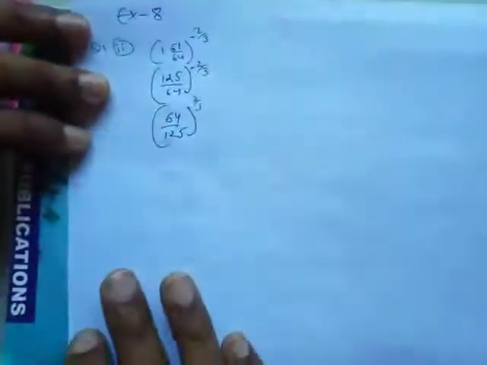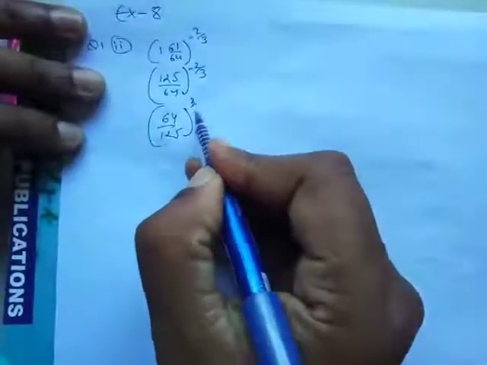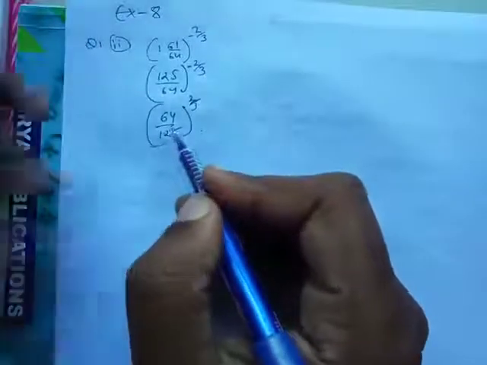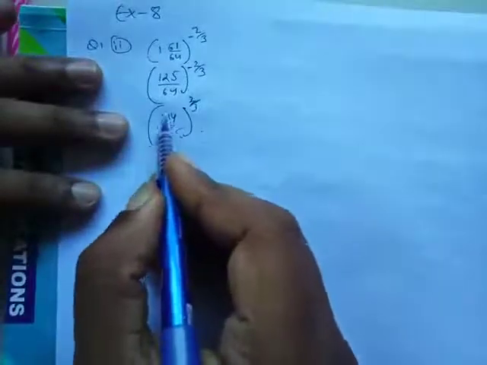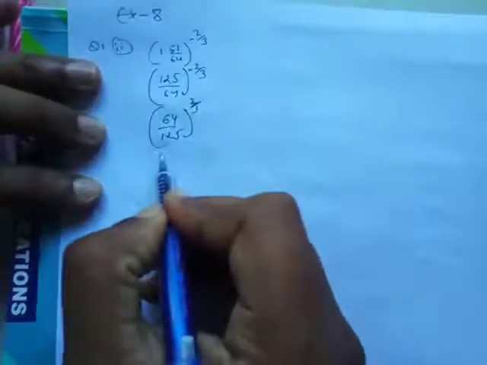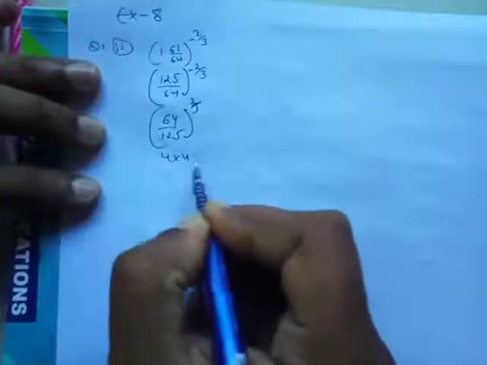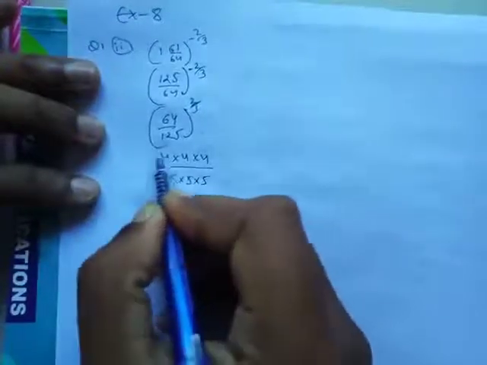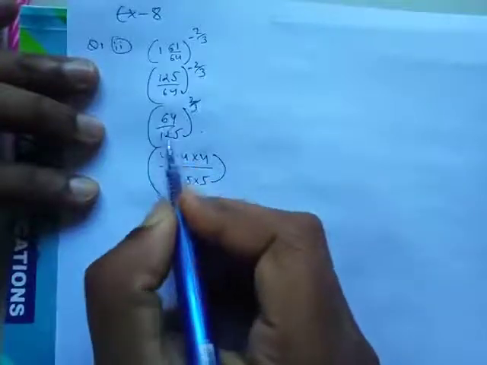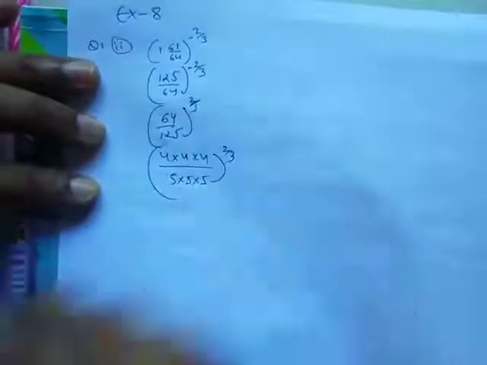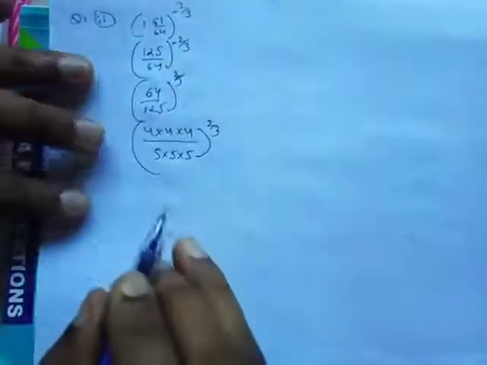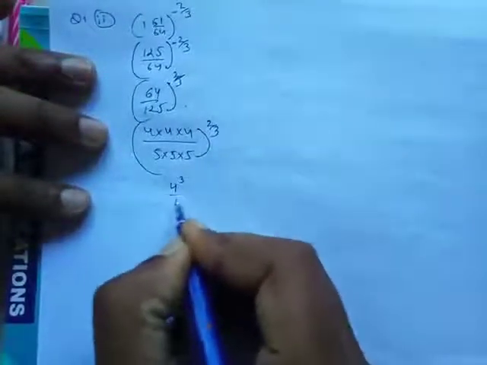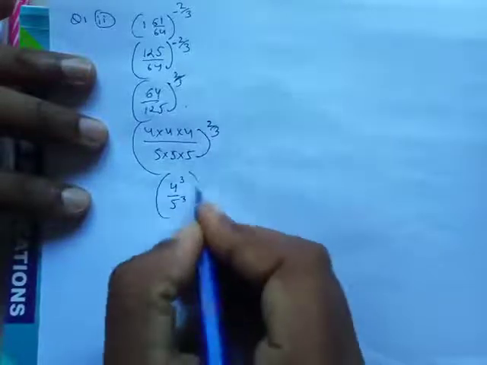This is the question, right? What is in the power 2 upon 3? So what I'll do, I'll try making sure I can make this in 3 numbers. So 4 into 4 into 4 is 64, and 5 into 5 into 5. Okay, so I broke this down, and 2 upon 3 is just like that. 4 is how many times? 3 times. 5 is how many times? 3 times. And what is outside?